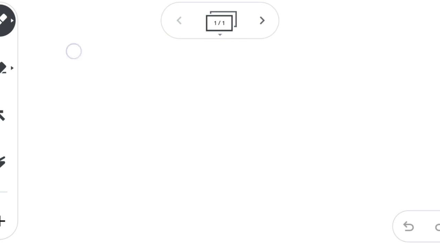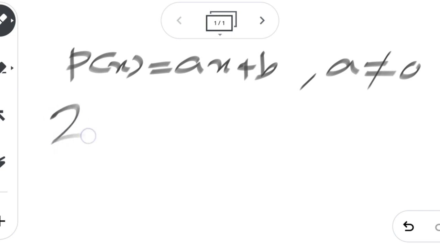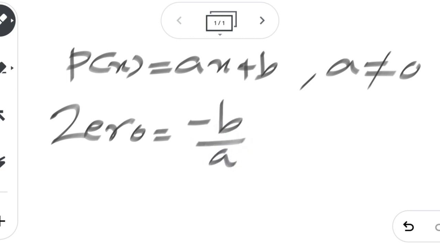Consider a linear polynomial p of x equal to ax plus b. It is the general form of a linear polynomial, a not equal to 0. We already found that the zero of a linear polynomial is equal to minus b by a. What is b? Minus b, it is the constant term here.